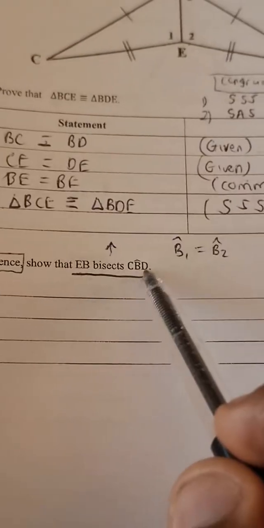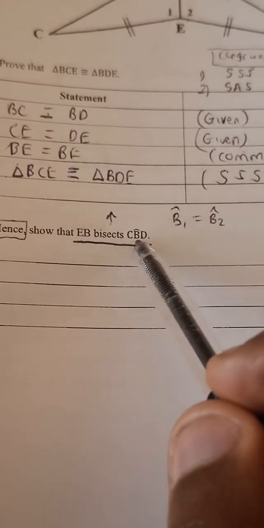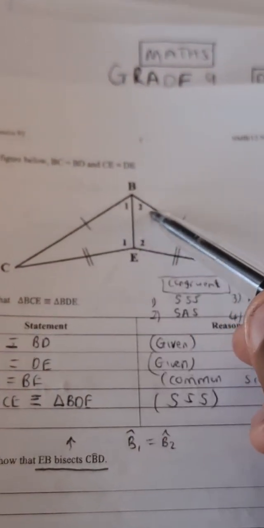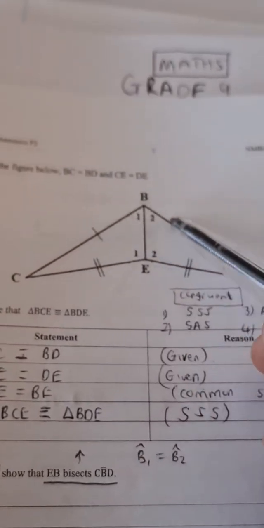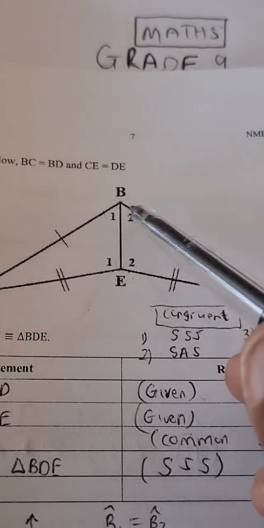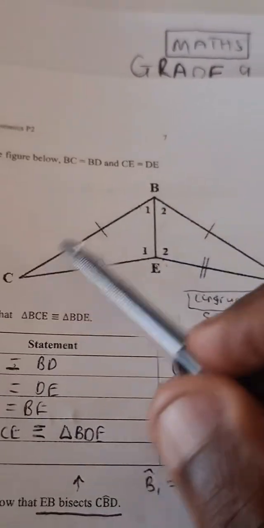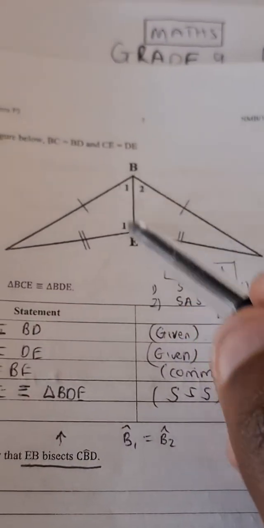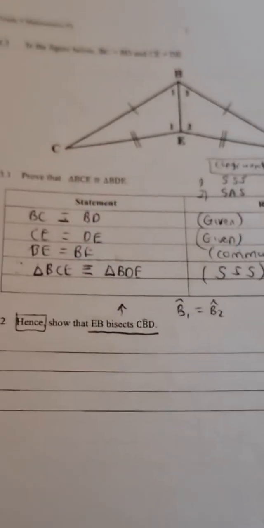Because that's what would support that EB bisects CBD. CBD is this whole entire angle. Now I need to prove that angle B1 is equal to angle B2 in order to actually support that CBD is bisected by the line BE. So how do we prove that?